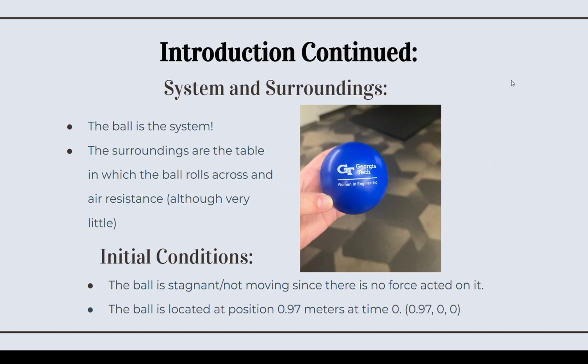And then systems and surroundings. So the ball is the system, and it's this really nice ball right here. And the surroundings are the table on which the ball rolls across and air resistance, although there's very little air resistance. In some initial conditions, the ball is stagnant, not moving, since there is no force acted on it. And the ball is located at position 0.97 meters at time 0, based on what you'll see in the video.